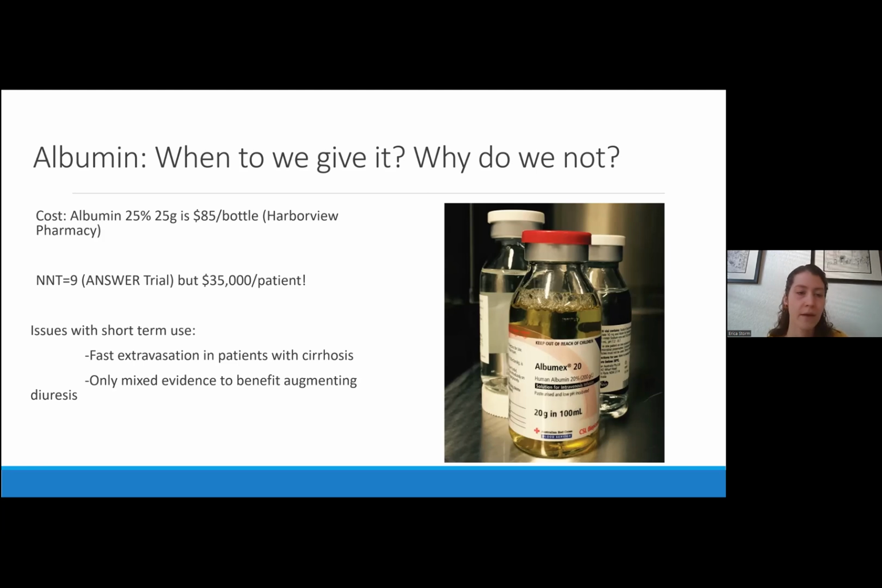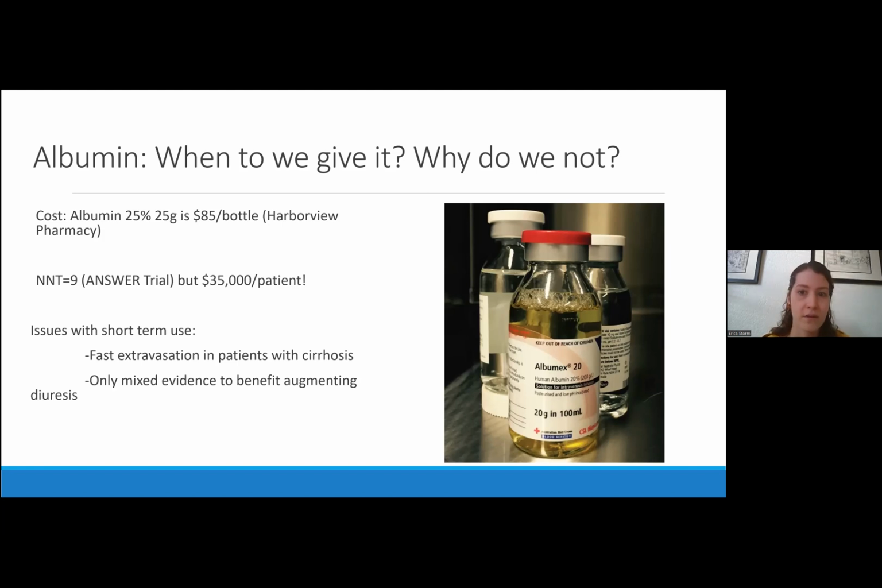So when we give albumin in our cirrhotics, it doesn't always stick around long enough to have a long-term benefit. The other thing that I think most people think about with albumin use in cirrhotics is using it to augment diuresis. And that has only really had mixed evidence. Some papers have shown a benefit, but it hasn't been borne out on repeated studies. And so I would really encourage people, if you are having a hard time diuresing your cirrhosis patients, that's probably a sign that you should contact your neighborhood-friendly nephrologist to talk about alternative strategies.